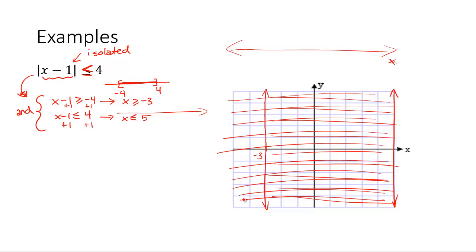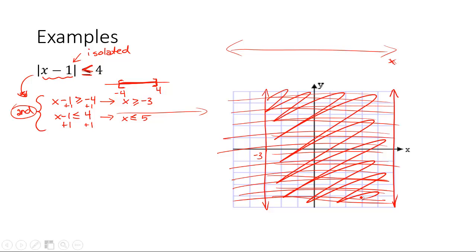So you can see the common part, because of the and, is just the in between part. So it's just in between this negative 3 line and this 5 line, x equals 5 line. If you were to do it just on an x-axis graph, you'd have between negative 3 and 5, just as you've done before.